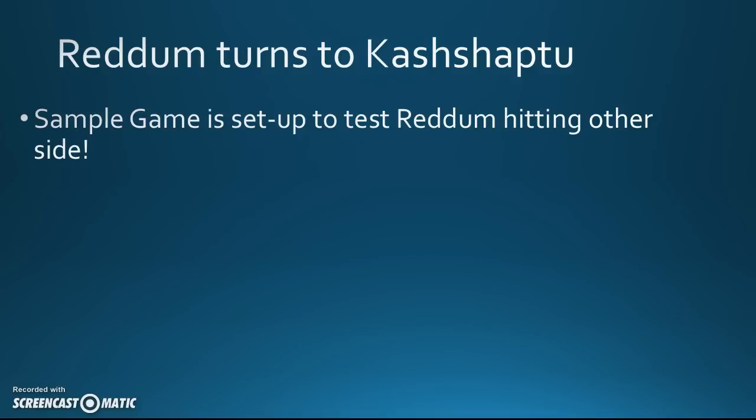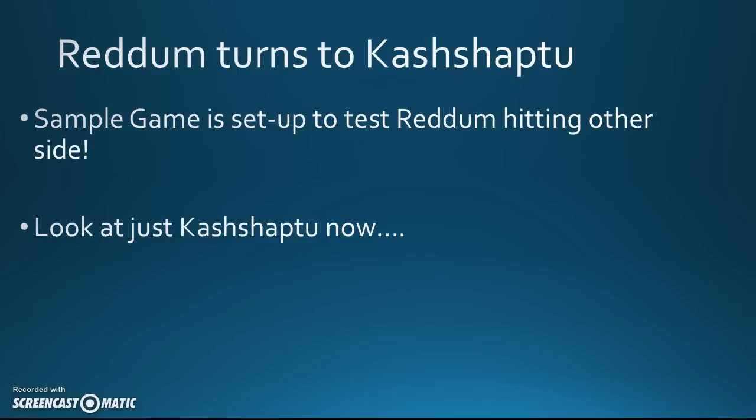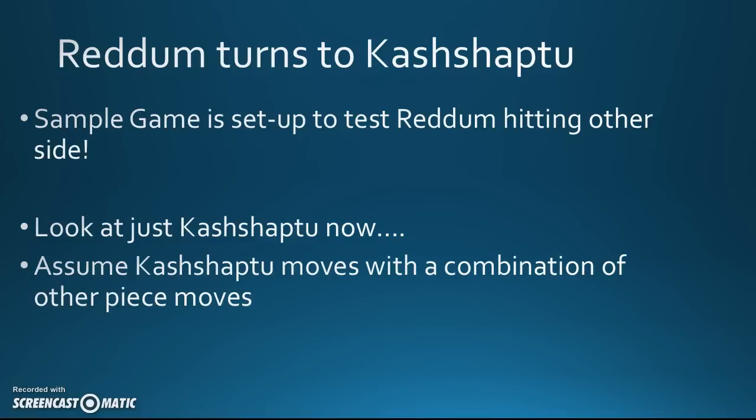Absolutely asking for it. There's Reddums right there, within one move you can have a Reddum turning into a Kashshaptu. And we're only going to bother with the Kashshaptu. We're not going to bother with the selection statement. You could work out how to do a selection statement, I'm sure. I'm going to assume that the Kashshaptu move rules are simply a combination of other piece rules. This would really play into the idea that good structured programming allows you to reuse modules.